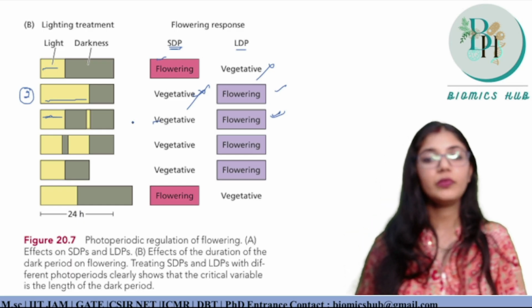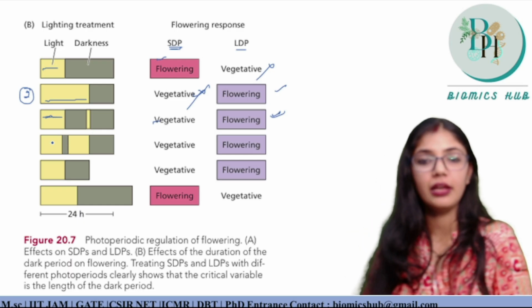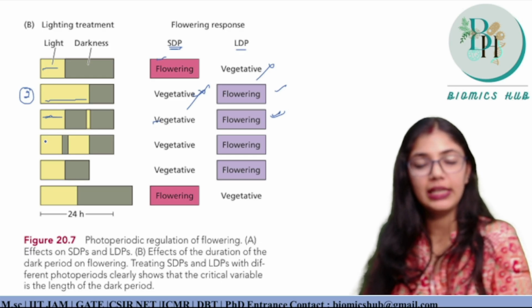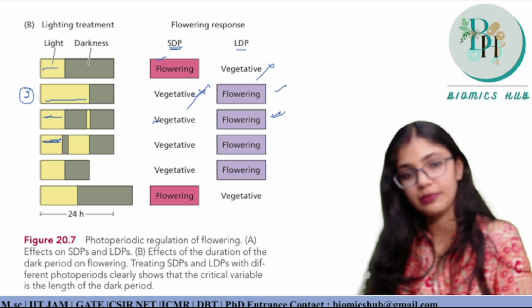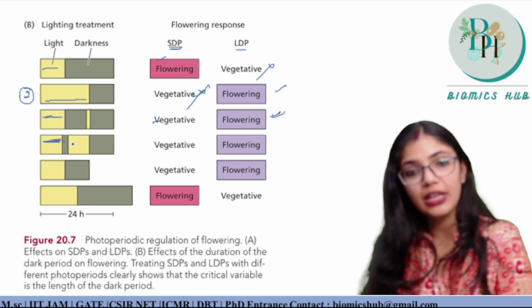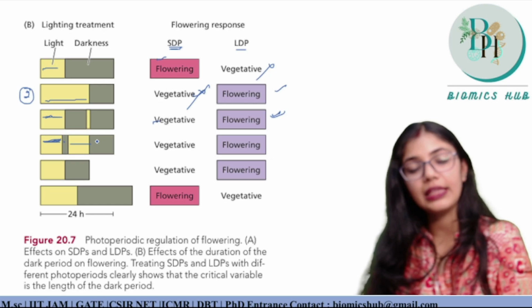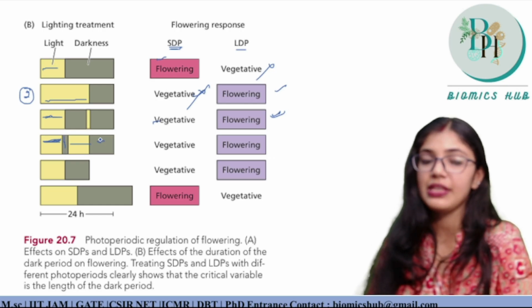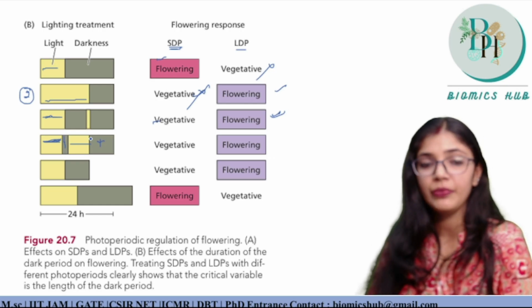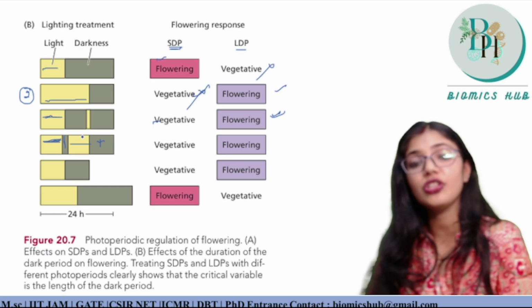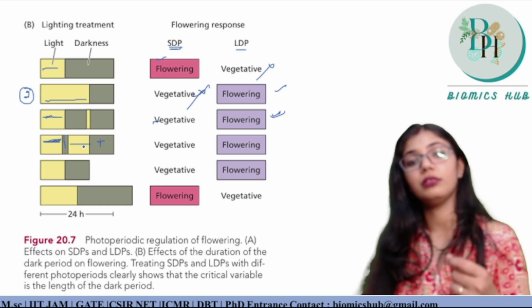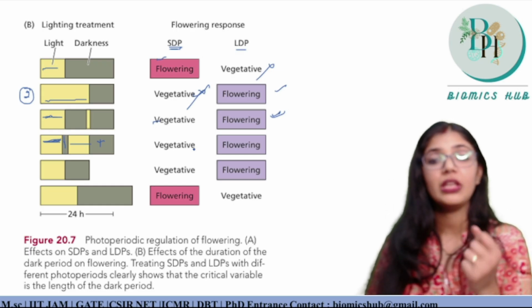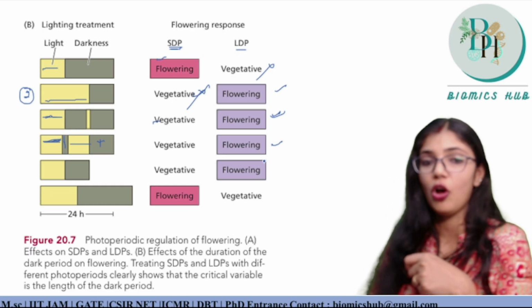Okay, now the next condition: here we can see the length of the light condition is this much. Then there is dark condition, again light condition, again dark condition. So here what happens is there is a breakage of the dark condition. That means the darkness or the night condition is less over here, so flowering will take place in the long day plant.